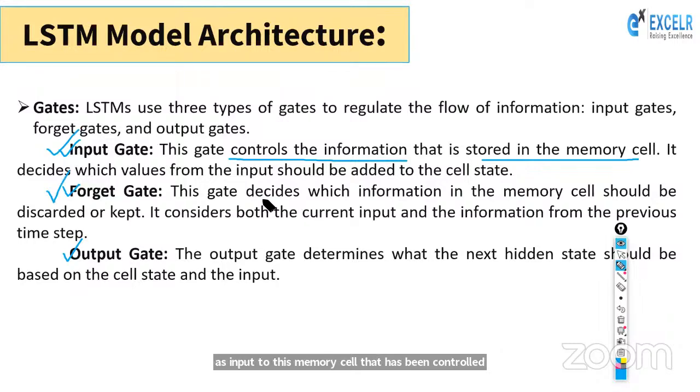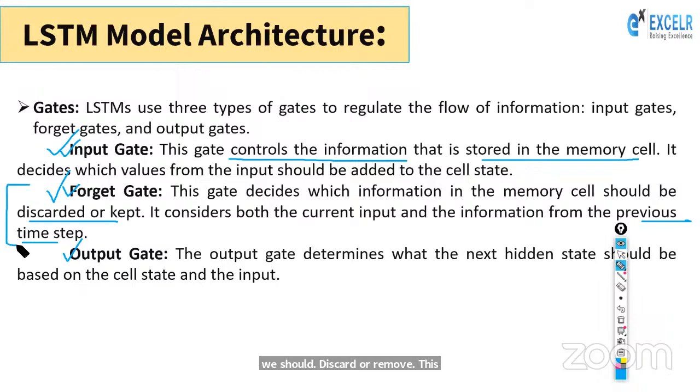The forget gate will decide what information should be discarded, right? It will decide which information it should discard or remove, and which information it should keep from the past sequences. This is with respect to the previous time instances. Whatever information or data we have from the past time sequences, which data we should keep forward and which data we should discard or remove, this is decided by the forget gate.